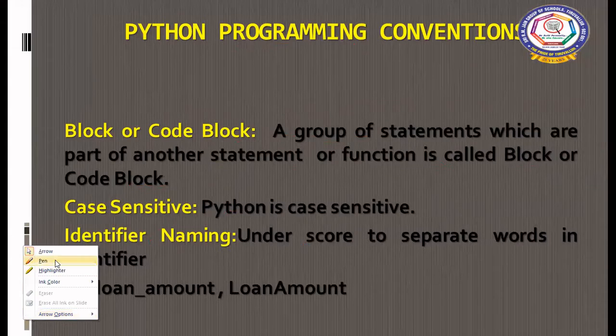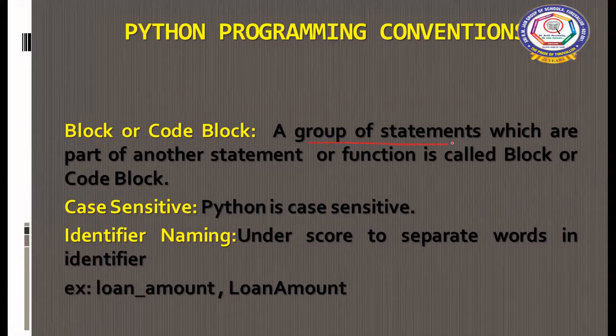A block or a code: a block means a group of statements which are a part of another statement or a function. We call it a block or a code. Python is case sensitive. It reads uppercase and lowercase characters differently. Identifier naming: use underscore to separate words in identifiers. Already we have discussed the identifier rules. So an underscore can be used to separate identifier words. Instead of giving a space, you can use an underscore symbol.